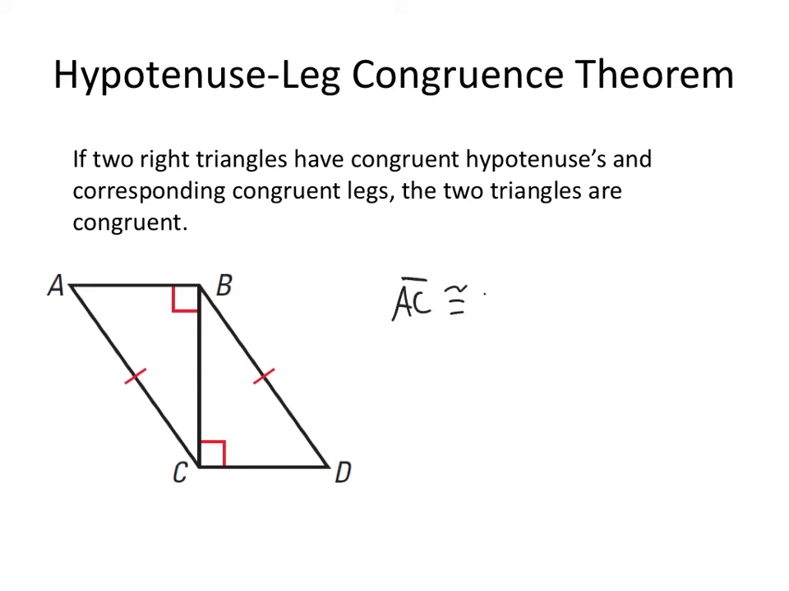Segment BC appears in both of the triangles and is congruent to itself using the reflexive property. We now have enough information to prove these two triangles congruent to each other using the hypotenuse-leg congruence theorem. One possible congruence statement we could use is triangle ABC is congruent to triangle DCB.